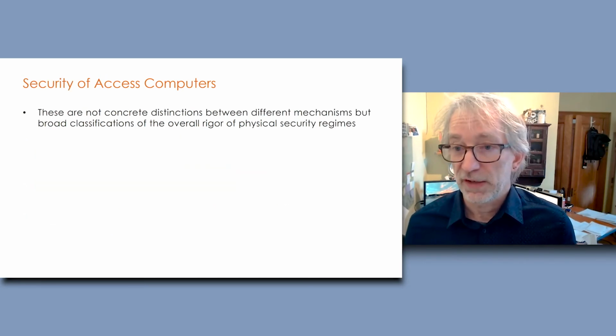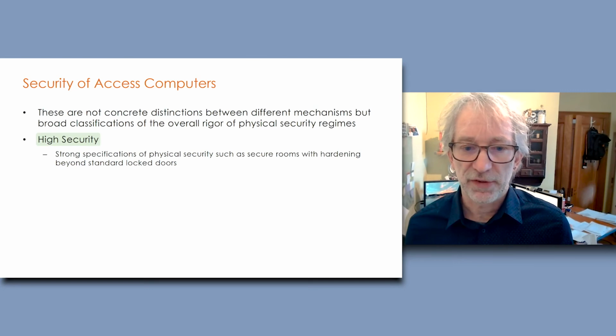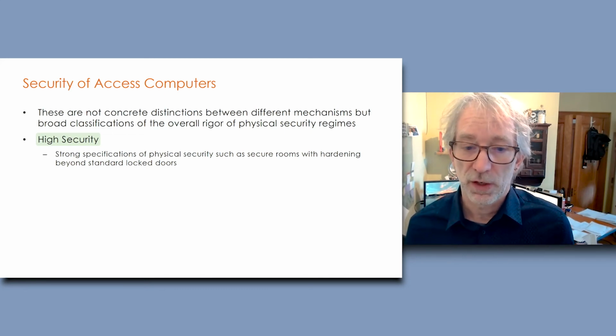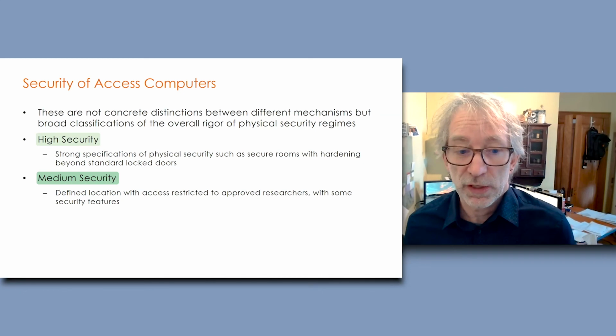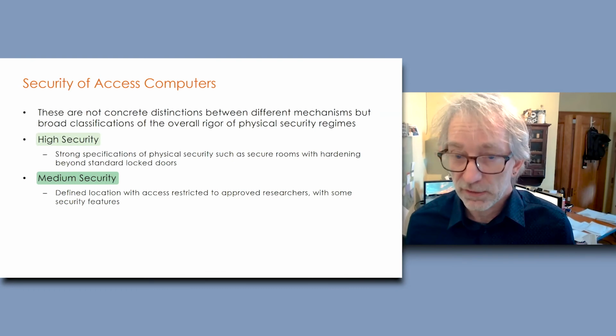The security of the access computers we're trying to capture here with the different mechanisms we might have. High security means that there are a lot of controls layered on top of how you can actually get to the access computer. This might be secure rooms with hardening beyond standard locked doors. There's a medium level of security. You might have locations that are restricted to approved researchers, such as a locked faculty office.